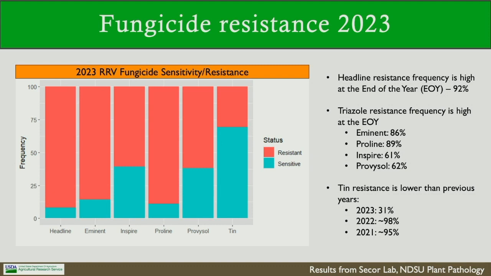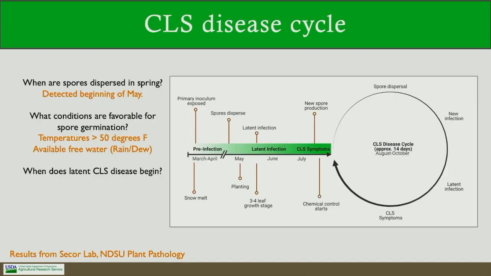Now, to qualify, this is all done at the end of the year for our end of the year surveys, and I'm going to be able to show you how this actually fluctuates throughout the year in a couple slides. When thinking about managing Cercospora leaf spot, it's a good idea to keep in mind the disease cycle of this pathogen. You can think about it in these various stages here: pre-infection, latent infection, CLS symptoms, and then the polycyclic cycle.